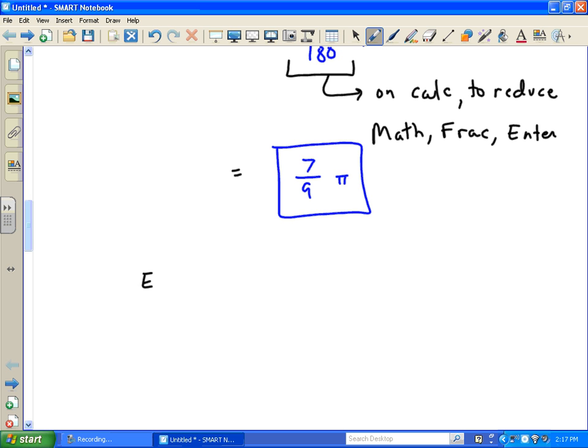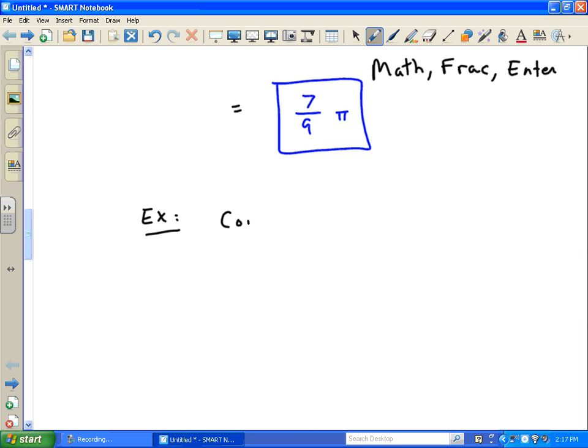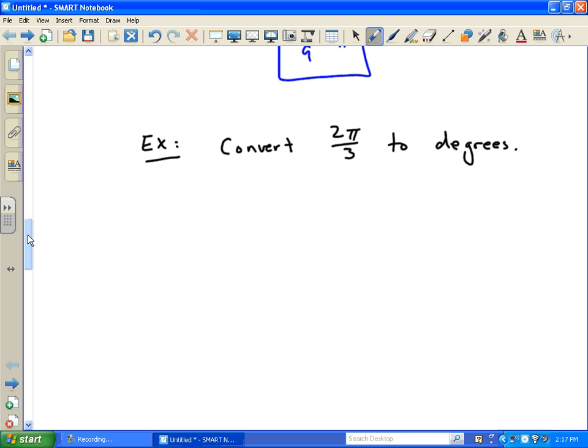Okay, let's do another one, but let's do it in the other direction. So let's say we want to convert, and on this one I would like to use 2 pi over 3. You see that the 2 pi over 3 doesn't have any units on it, so it's understood to be radians, and we want to take these radians and convert them to degrees. So your 2 pi over 3 needs to be multiplied by something so that you get degrees back in the problem. The degrees need to go on the top, 180 degrees. Your pi wants to go on the bottom.